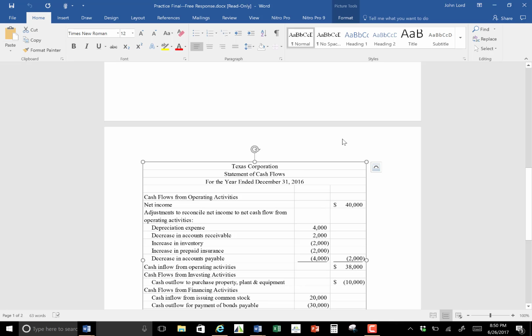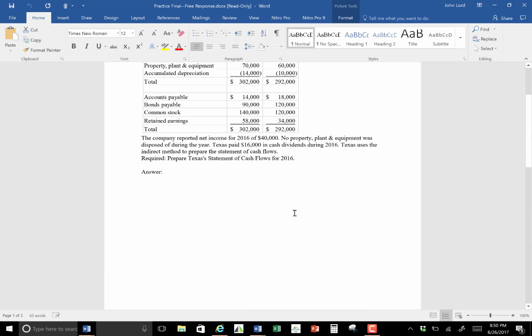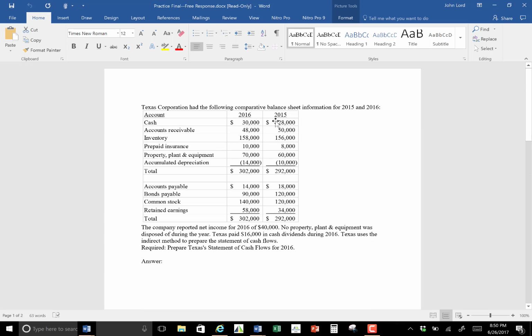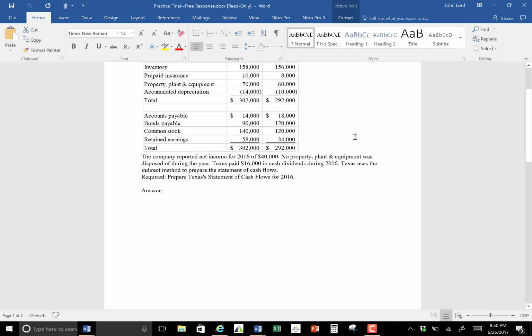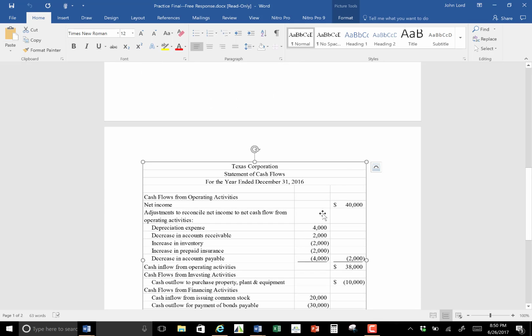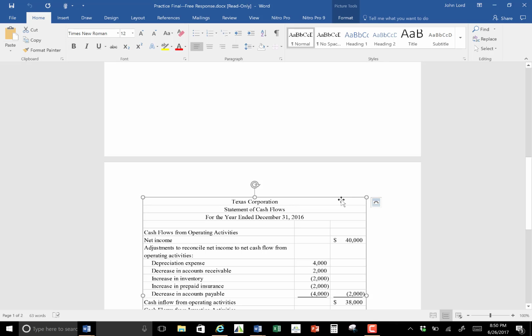Okay, then what? Then I have a decrease in my accounts receivable. Did my accounts receivable decrease? Yes, it did. If the accounts receivable decreased, it's an asset, so I'm going to do what? Use the opposite direction. I'm going to add it, right? Okay, good. Increase in inventory. It's an asset, so I subtract.